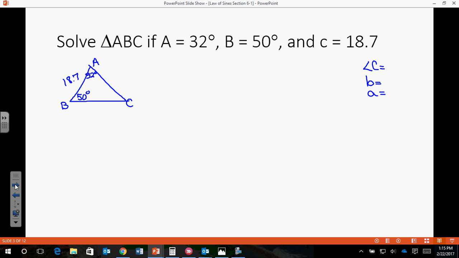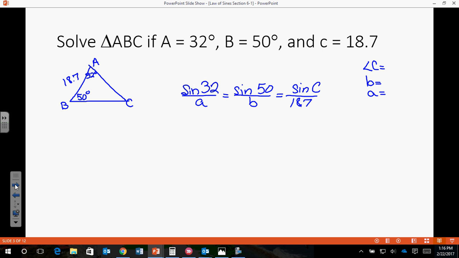So if we try to set up proportions and we say the sine of 32 over A equals the sine of 50 over B is equal to the sine of C over 18.7, it looks like we have a problem. Got variables in every part, right? So what shall we do? We need to find the measure of angle C.